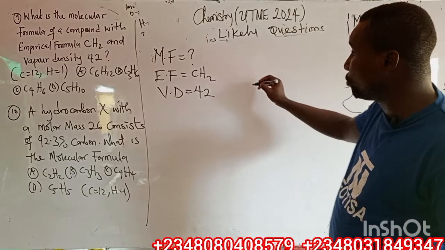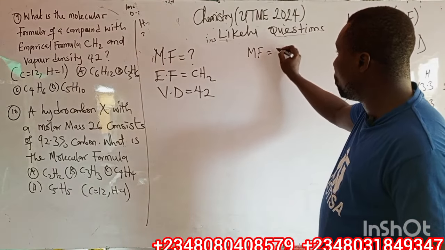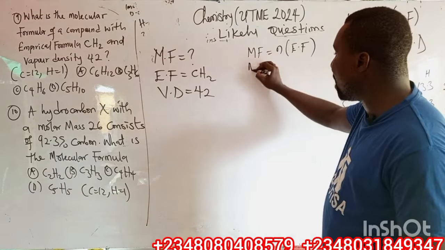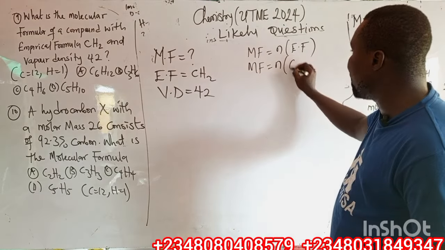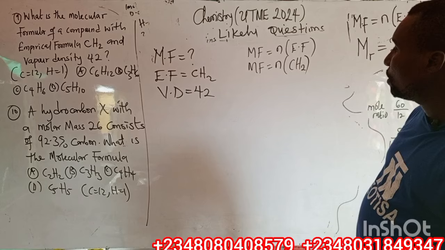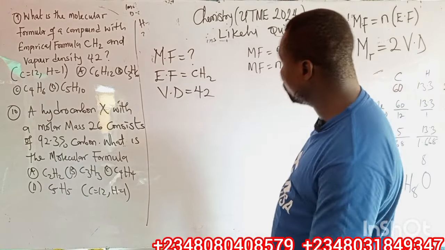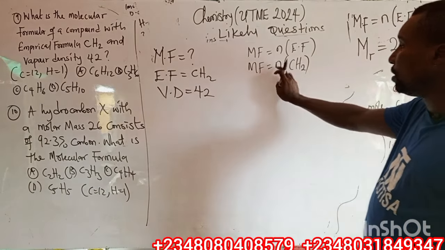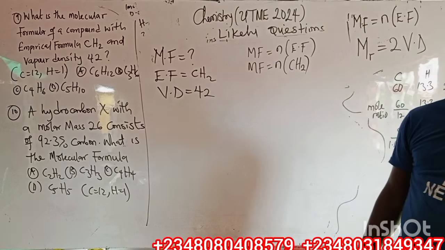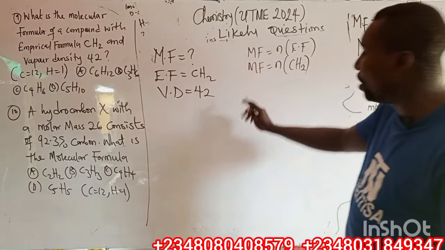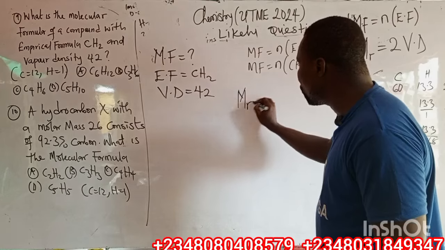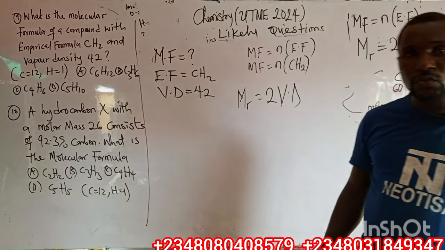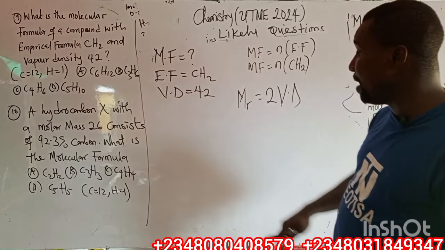Don't forget, from the formula I gave you, molecular formula equals N times empirical formula, which is N times CH2. Take note. Before you can get the molecular formula, you need to get the value of N. We can get that using the formula that says relative molecular mass equals 2 times vapor density.